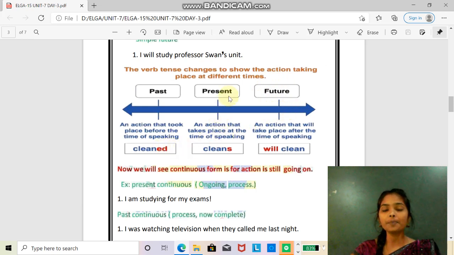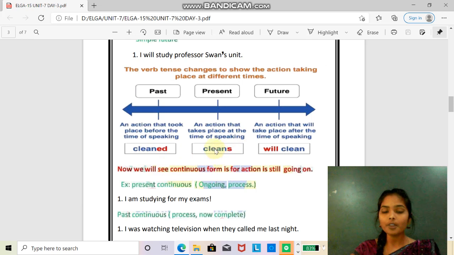For example, I will take the verb clean. In the present, we say clean, and for singular pronouns we add s or es. You know this concept, isn't it? Present means an action that takes place at the time of speaking. That's what I said: what I am doing now, if I say that, it is present. When it comes to the past, as I said, we should use the V2 form.